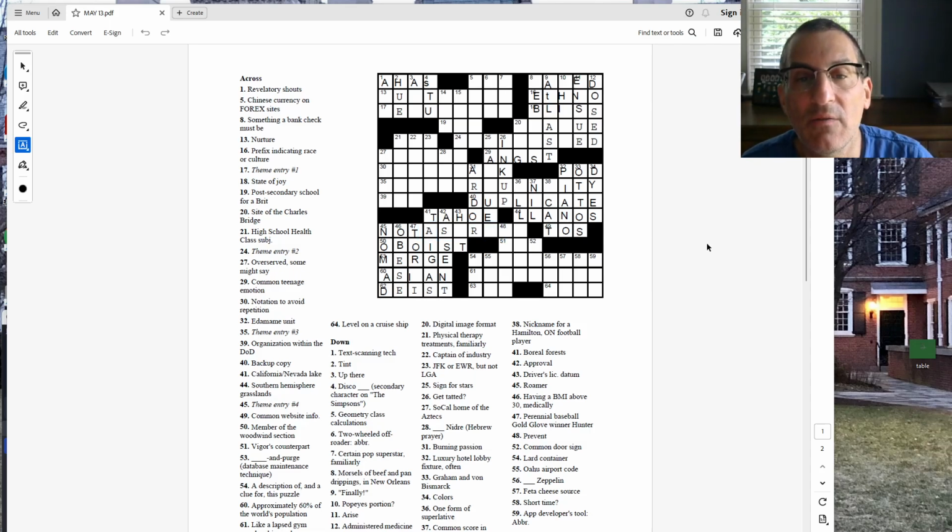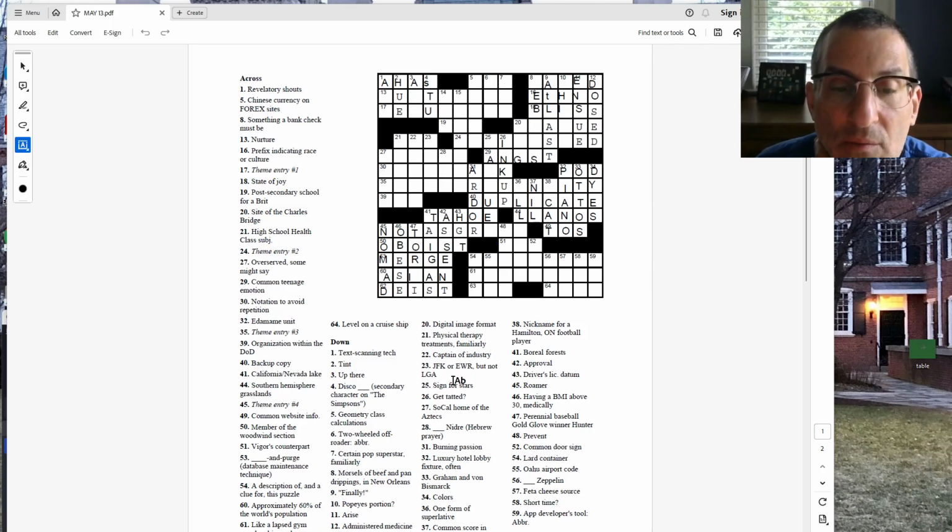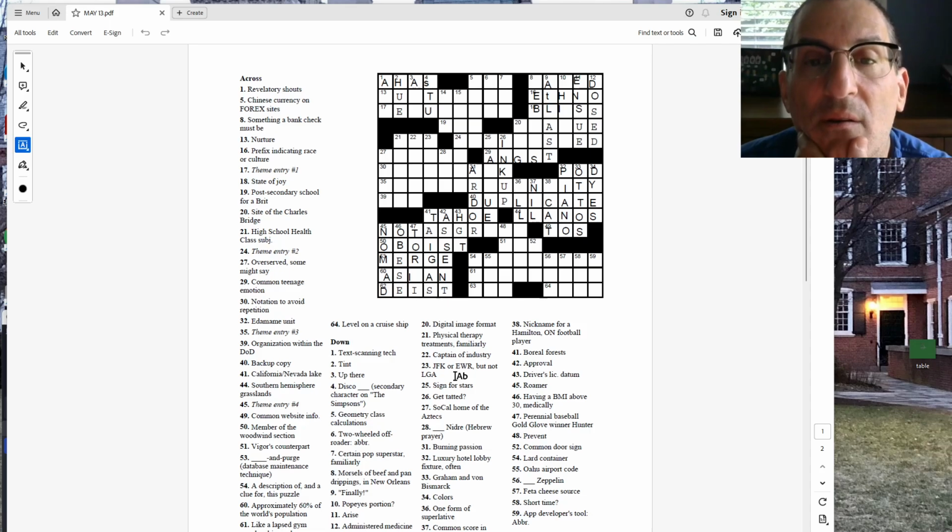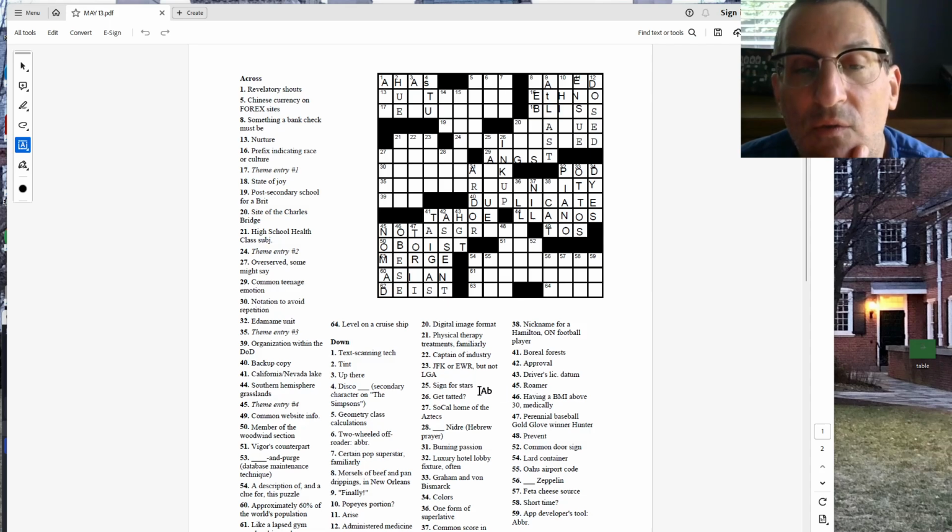And now we have driver's license datum. I guess that's height. Not as great, maybe. JFK or EWR, but not LGA. That's interesting. That's 23 down. I don't know. They're all airports, obviously. 25, sign for stars. Sign for stars.